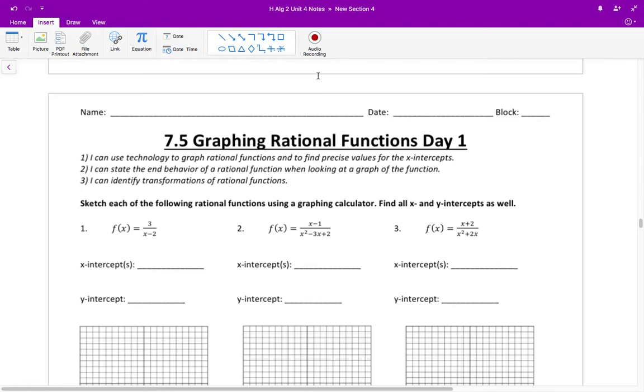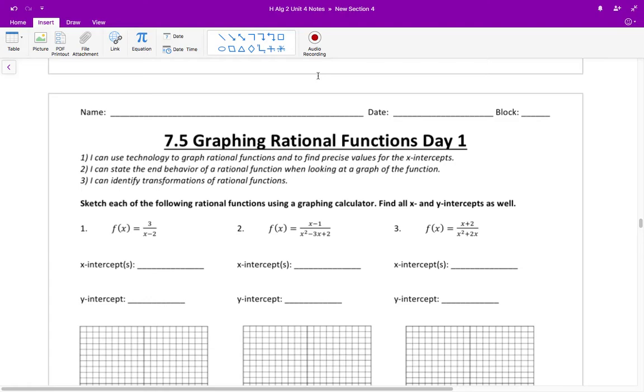Today, our objectives, our goals, should be able to use technology to graph rational functions and to find precise values for the x-intercepts. Should also be able to state the behavior of a rational function when looking at the graph, and should be able to identify transformations of rational functions.